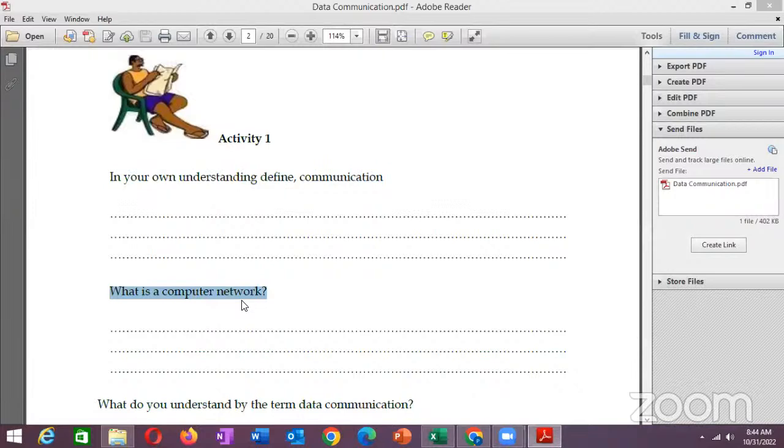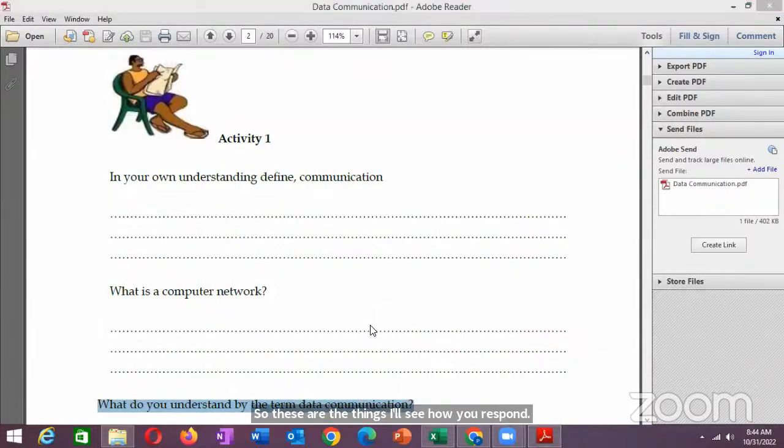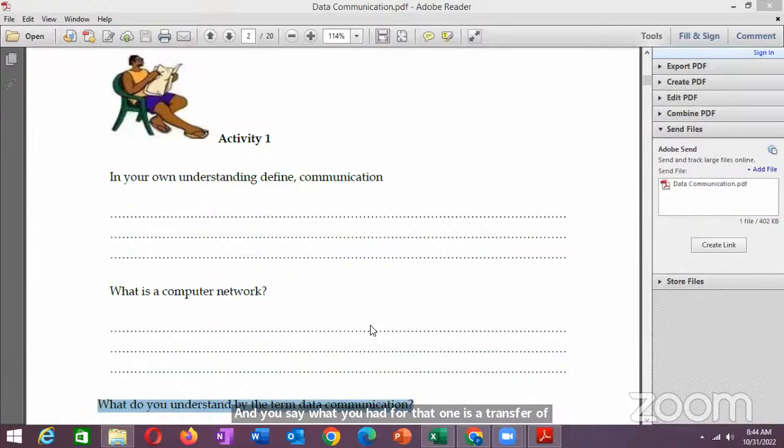And what is a computer network? Can you kindly do that activity very fast? Define communication and then define computer networks. Then I'm also putting in what you understand by the term data communications. These are the things I want to see how you respond to. Define the three very fast. And you say transfer of data from one point to another, what does it refer to?